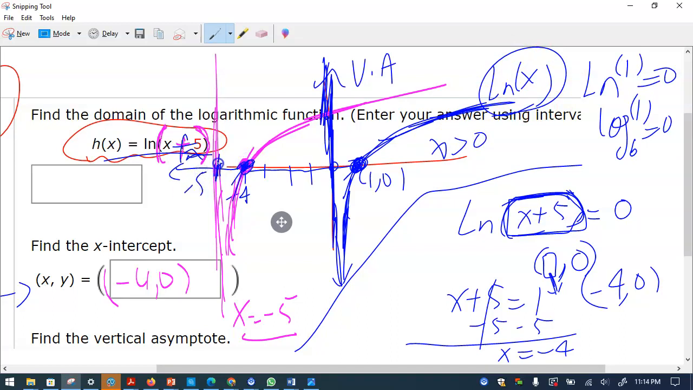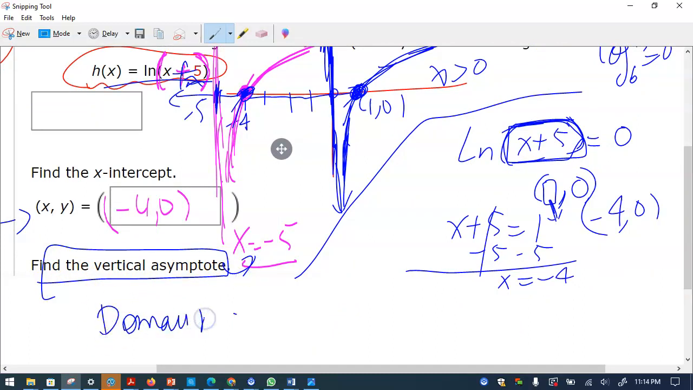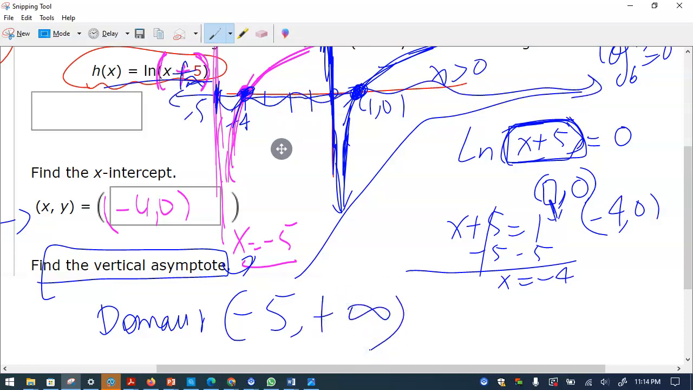So the question is, what is the domain? I think they ask you the domain also. This part is taken care of right here. And the domain is from minus 5, but minus 5 is not included. So this is the domain, like this, up to plus infinity, and you're done.